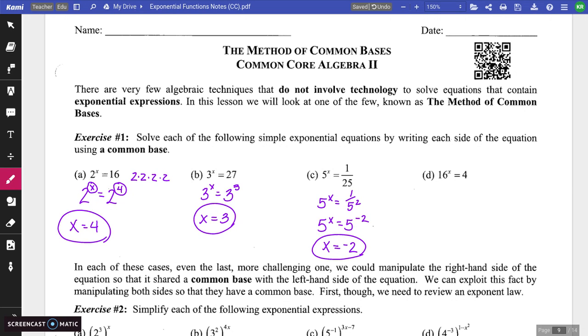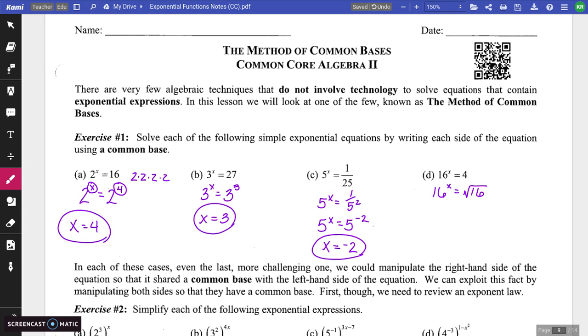Okay, D, 16 to the x equals 4. Can you rewrite 4 as a power of 16? You might think, well, that's backwards. I can do 16 is 4 squared. But can you rewrite 4 as a power of 16? Let me give you this as a hint. You would agree that the square root of 16 is also equal to 4. So that would be a true statement.